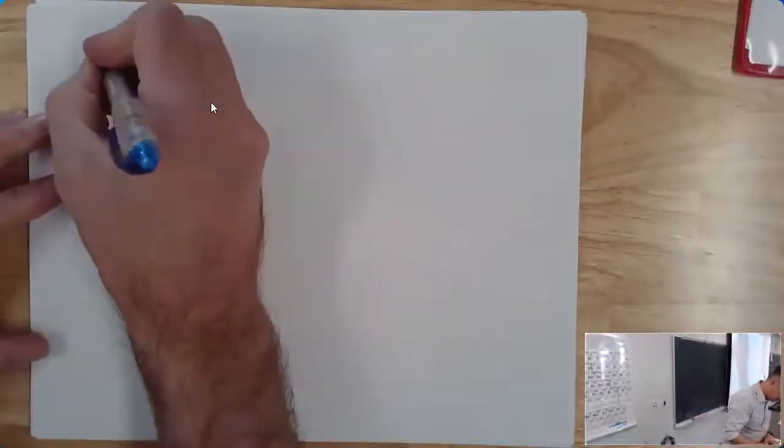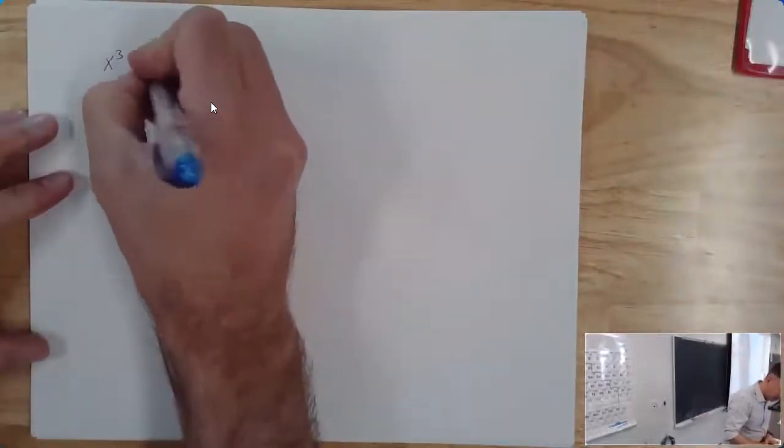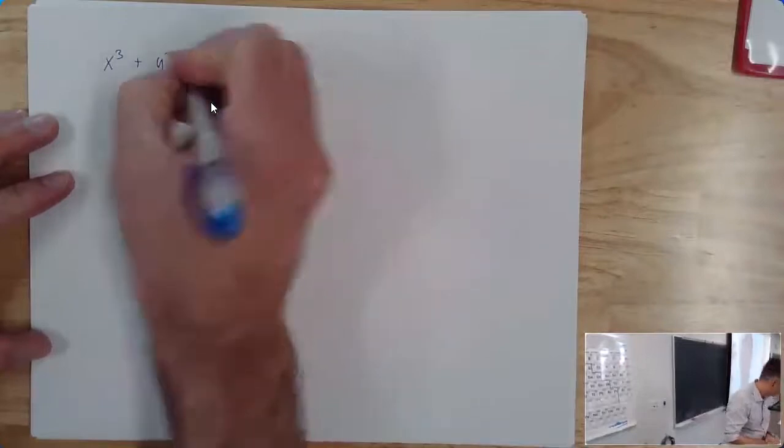All right, so we talked briefly last time about this equation, x cubed plus y cubed equal to 6xy.